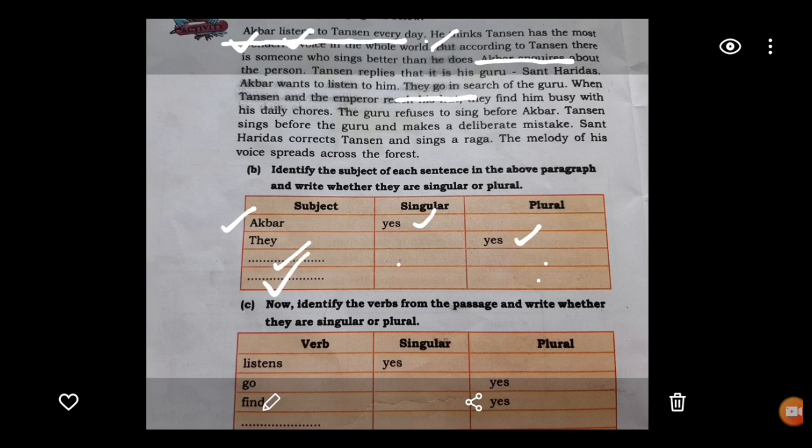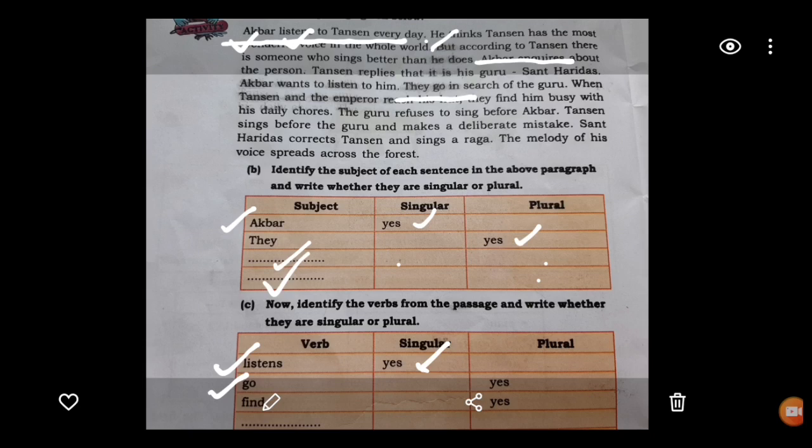Again, look at the first sentence. Listens. Akbar listens to Tanzan every day. അതിലുള്ള വേർബ് ഏതാണ്? Listens. Yes, ആ വേർബ് നോക്കിയിട്ട് നിങ്ങൾ പറയൂ, is it singular or plural? If there is s ഉണ്ടോ? Yes, there is s, that will be singular. Okay, right.